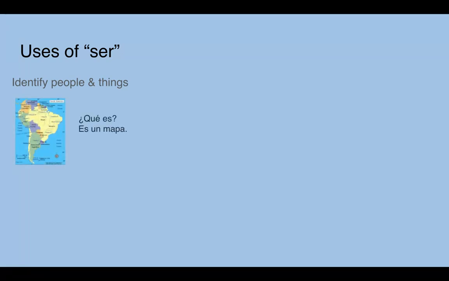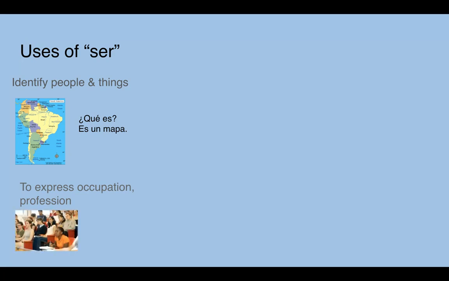The verb ser has several uses. One use is to identify people and things. ¿Qué es? Es un mapa. What is it? It's a map. To express an occupation or profession. ¿Quiénes son? Who are they? Ellos son estudiantes. They are students.